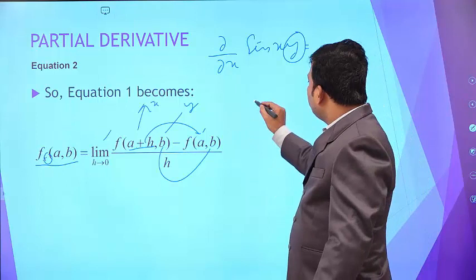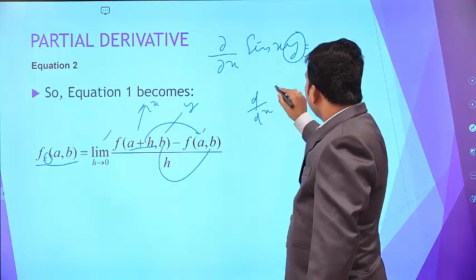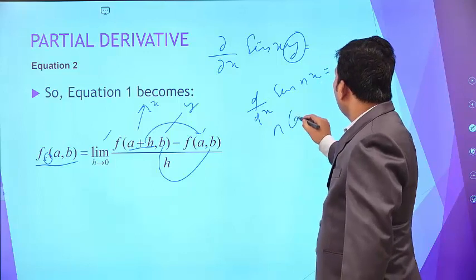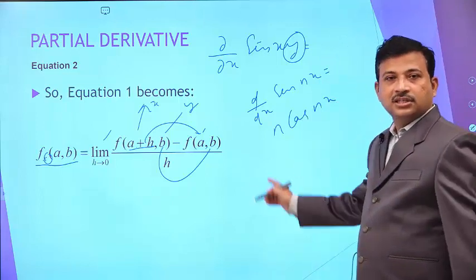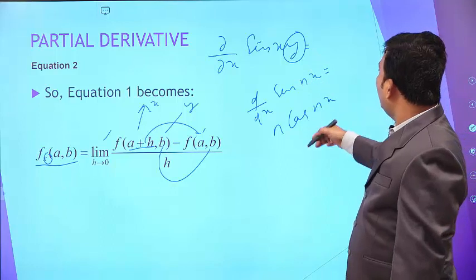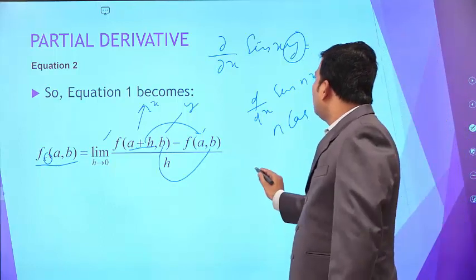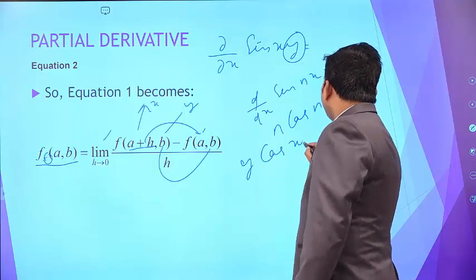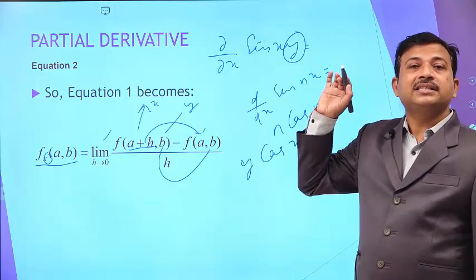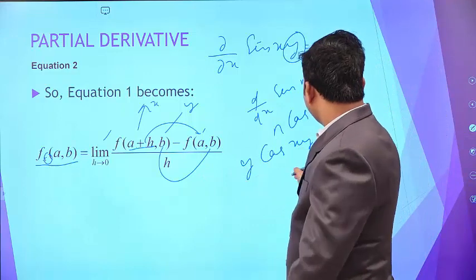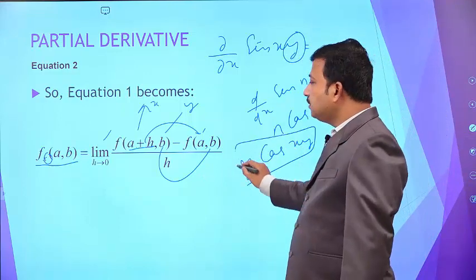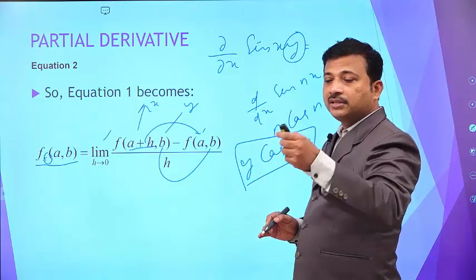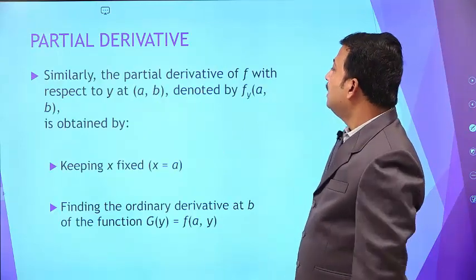The derivative d by dx of sin nx equals how much? n into cos nx. Is it clear? Similarly, here n is nothing but y, just think of it that way. So what will you get? y cos xy. Derivative of sin x is cos x, so that is how we write it as y cos xy. That is the way. One variable we are fixing and in the other variable we are differentiating.